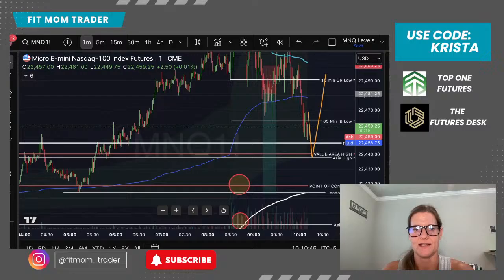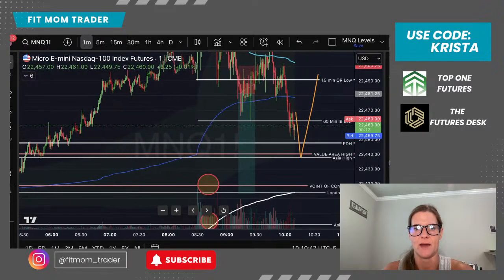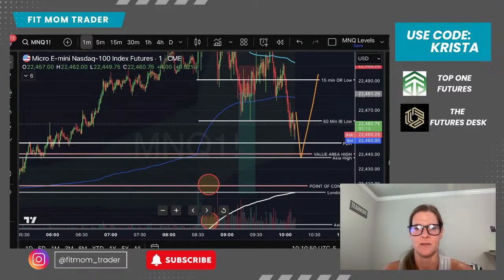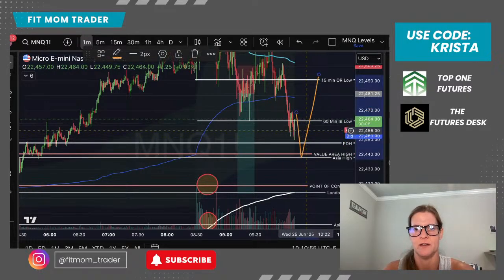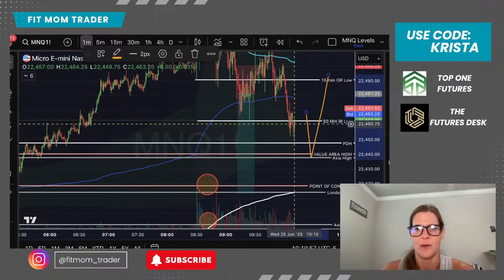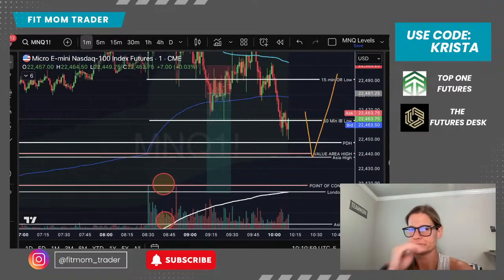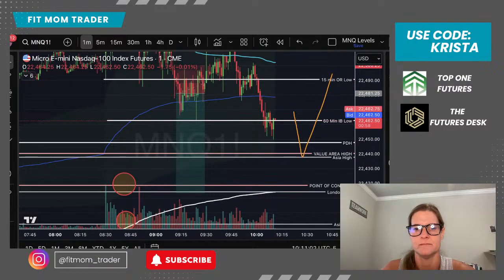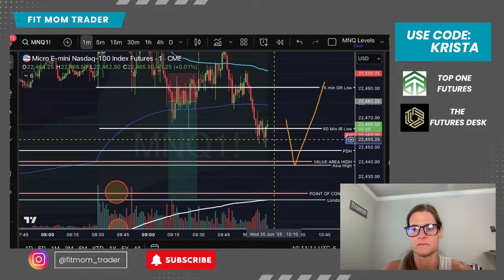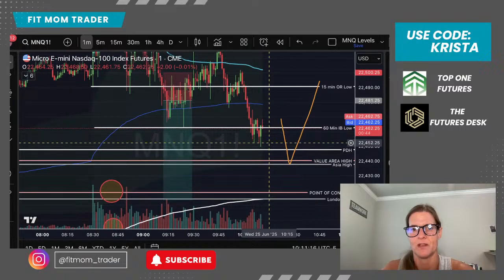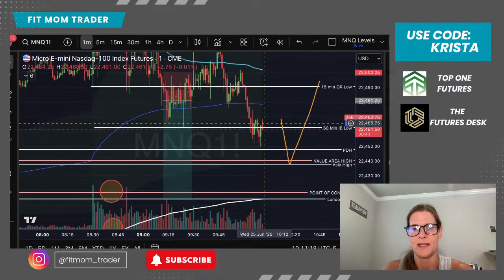So the way I like to see failed auctions, if that's what's going to happen, is like I said, come down to some liquidity and get a strong, convincing buy up. We are starting to buy back up a little bit. That last 1 minute candle had some good volume. Kind of getting a decent base here.